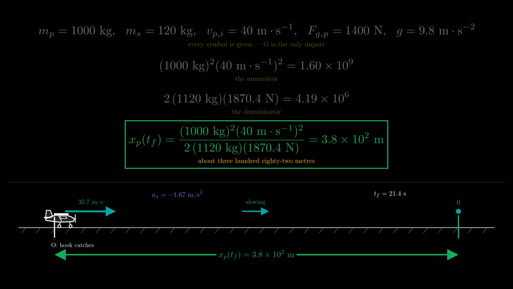And notice what that distance is measured from. It runs from the point where the hook caught the cable, not from where the wheels first touched the runway. The landing roll before the snag is a separate question this problem never asks.